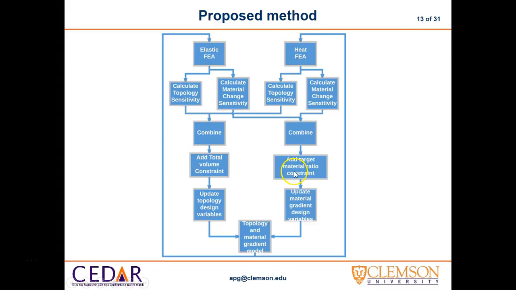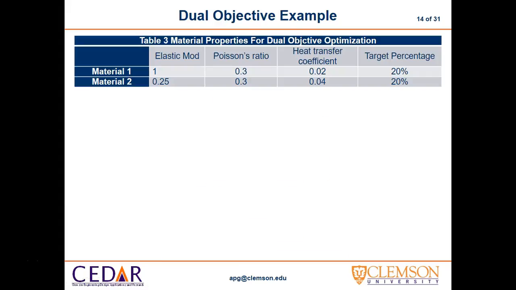Then the next key idea is that on the topological optimizer, the constraint is a total volume constraint, whereas on the material gradient optimizer, we're targeting a ratio of the two materials. This allows us then to update the topology and also update the material gradient in a way that makes the algorithm more stable.